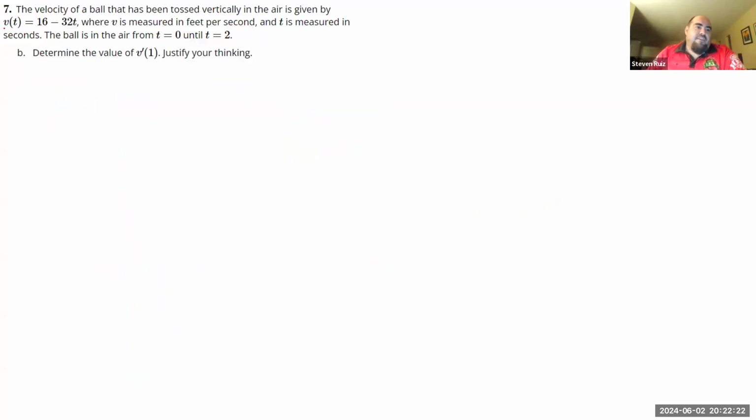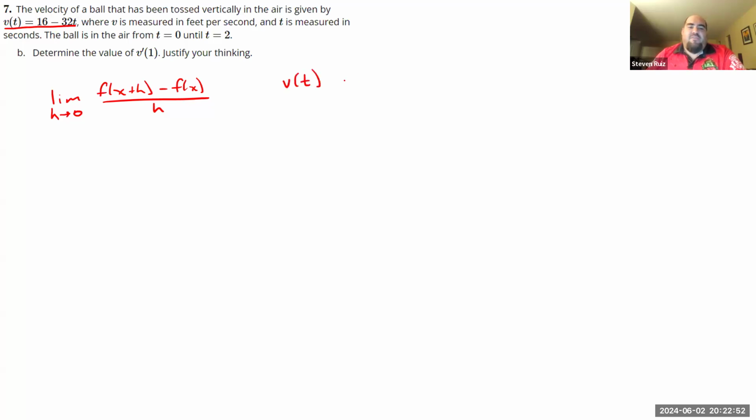So we know that v of t is equal to 16 minus 32t. We've talked a lot about the limit definition of a derivative. Let's use it. So in general, the limit definition of a derivative looks like this: the limit as h approaches 0 of f of x plus h minus f of x over h. So let's start filling in the details that come from this function.